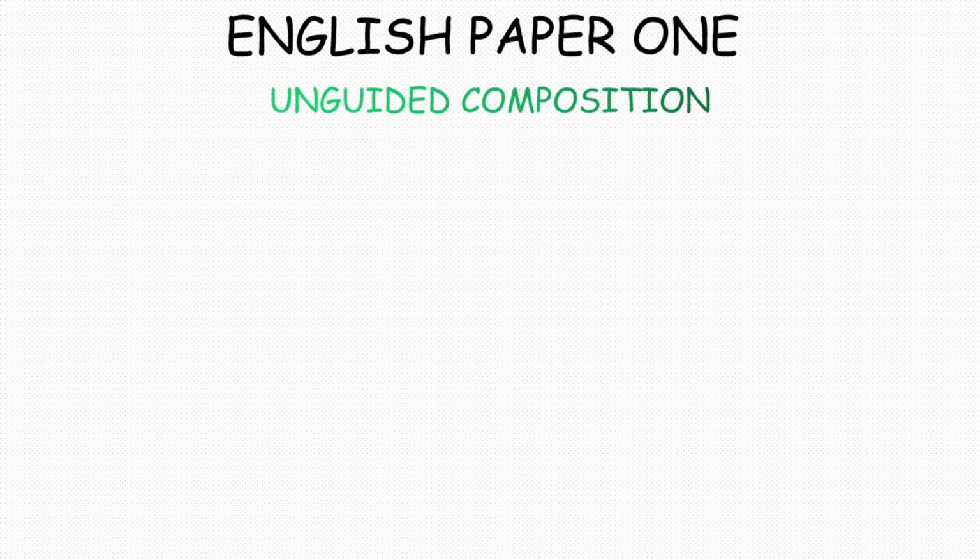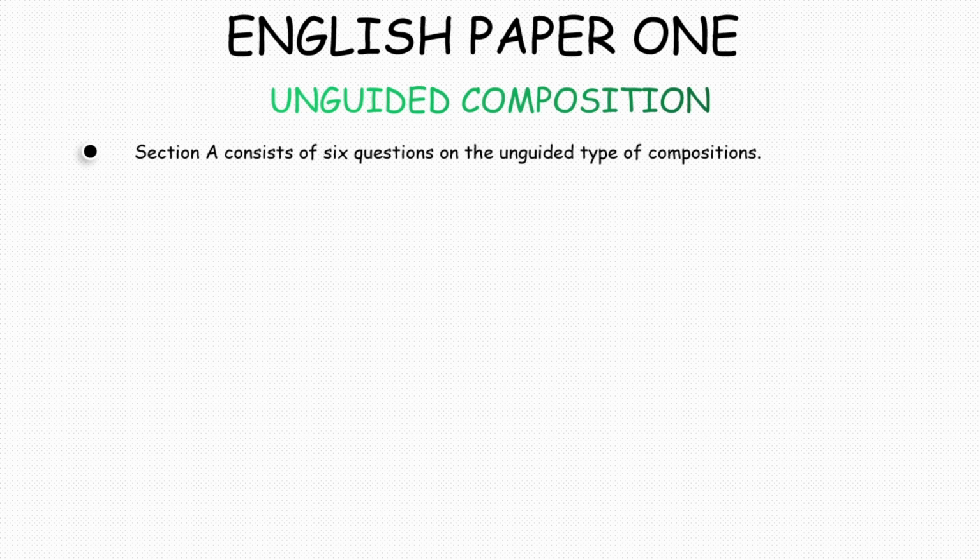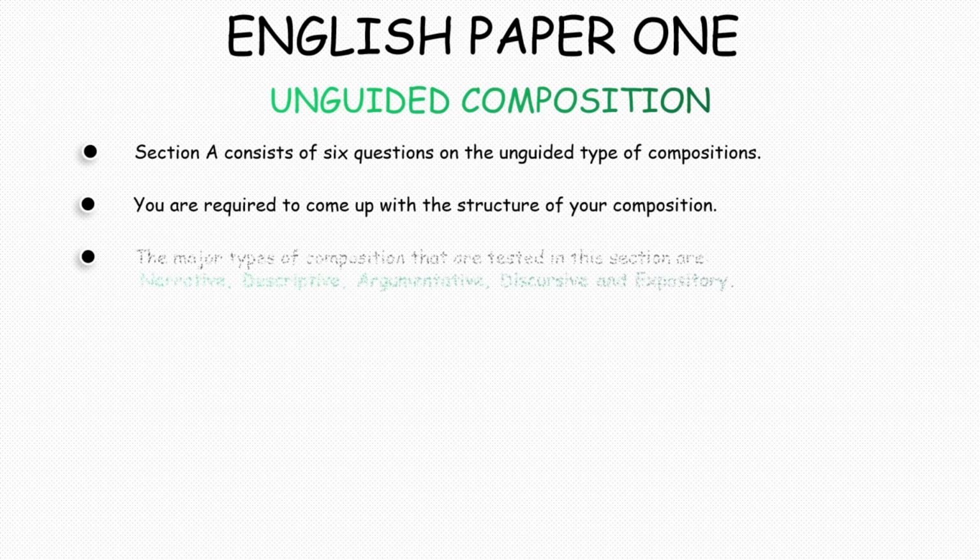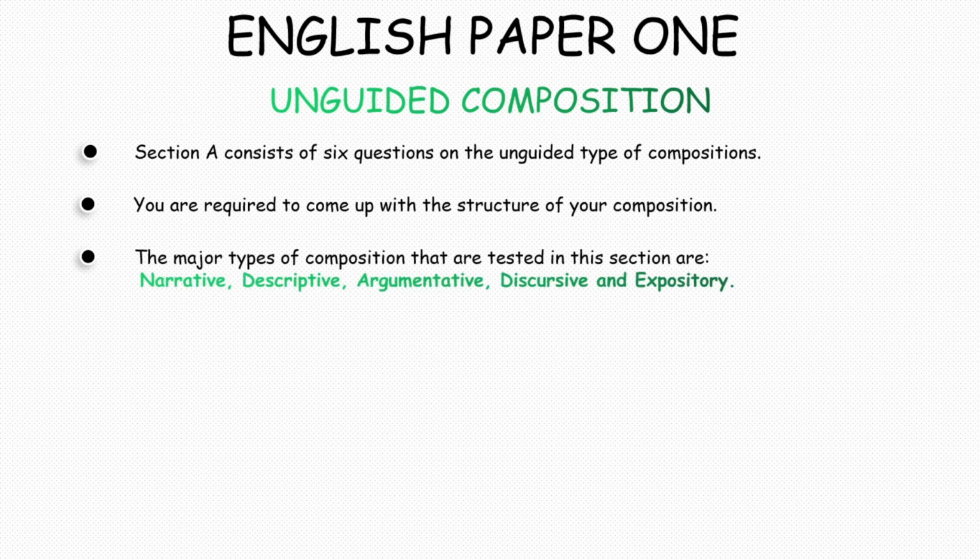Okay, so let's look at the paper structure for English paper 1, which is composition writing. For section A we have the unguided composition. There are 6 questions on the unguided type of composition. You're required to come up with the structure of your own composition. The major types of compositions that are tested here are narrative, descriptive, argumentative, discursive, and expository.